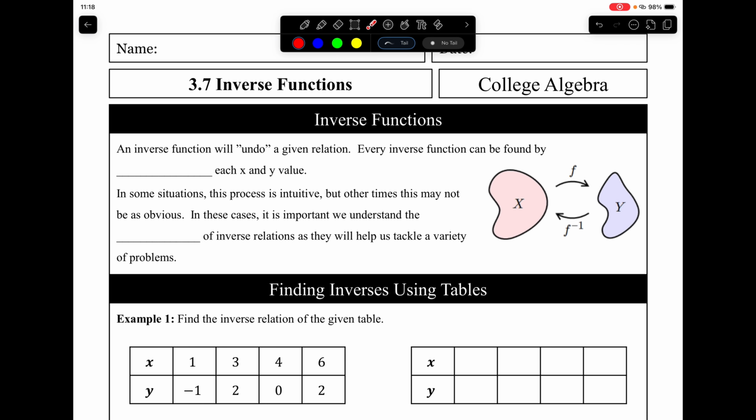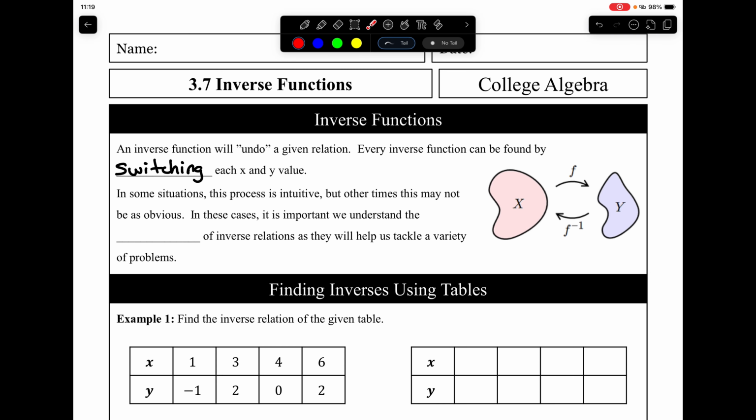Now, an inverse function is going to undo any given relation. Every inverse function can be found by simply switching the input and output value. In some cases, this process is really intuitive. If a relation is multiplying my input values by 3, then intuitively, the opposite of that, the inverse, to undo that operation, we would divide by 3. So sometimes it's a little obvious and intuitive to figure that out.